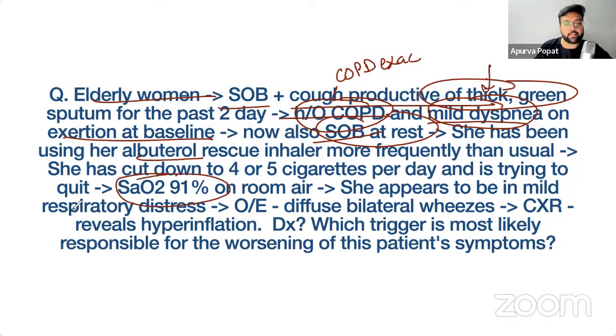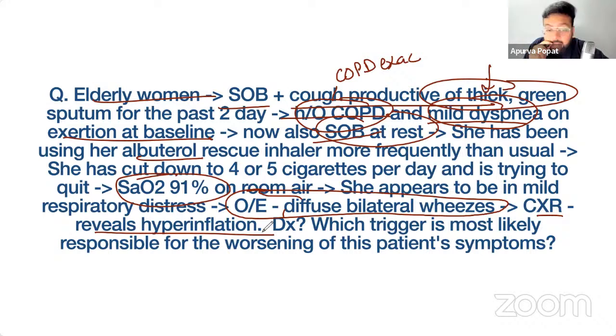Saturation at room air is 91%. On examination, diffuse bilateral wheezing, and chest X-ray showing hyperinflation. This can be pneumonia if the chest X-ray shows consolidation in some portion of the lung, but this is not pneumonia. They are asking, if I'm just saying this is COPD exacerbation, which of the following could be the trigger of this COPD exacerbation? What will you answer?